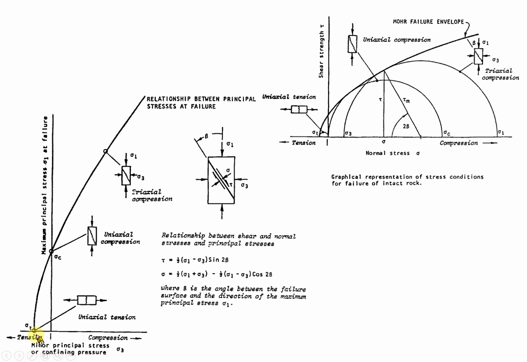What will be this? Sigma 1 equals 0, sigma 3 will be negative. So this will be the tensile strength. What will be this? This will give you a sigma 3 and a peak sigma 1. So this will be the failure under triaxial condition. Again, you will find the failure envelope is not linear.